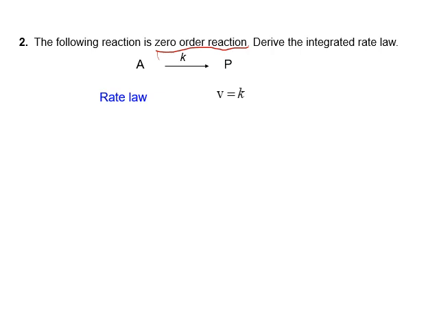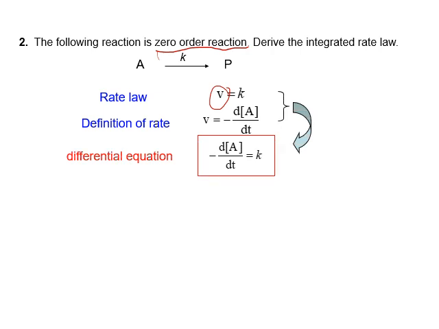Now to integrate this equation, we need to write the definition of V as the derivative, negative dA/dt. That's the change of concentration over time, the definition of reaction rate. And therefore, we have this differential equation: the left side is the derivative of A over t, the right side is K. In order to integrate this, we have to separate the variables so that one side only has the concentration of A, and the other side only has time. To do that, we multiply dt on both sides.